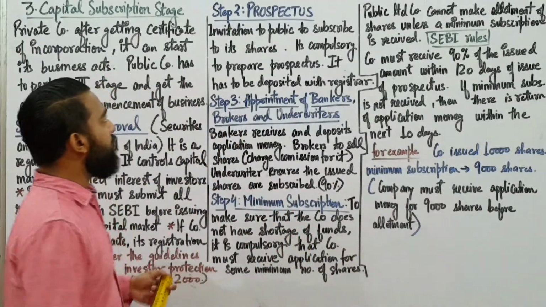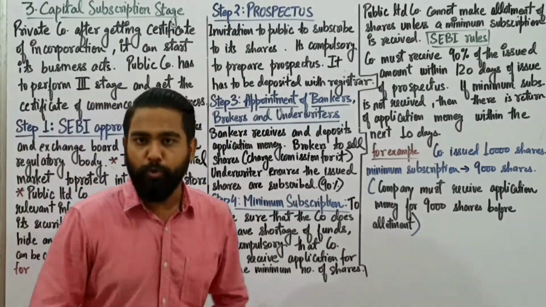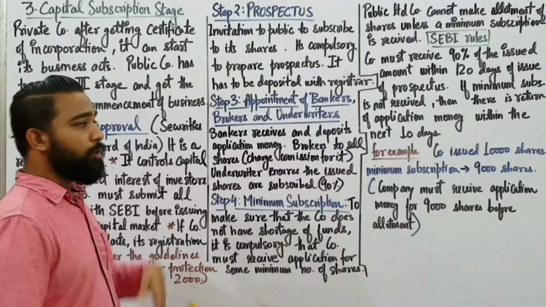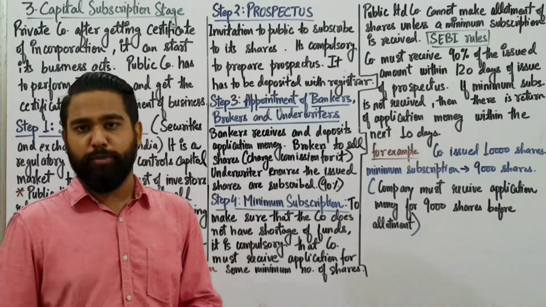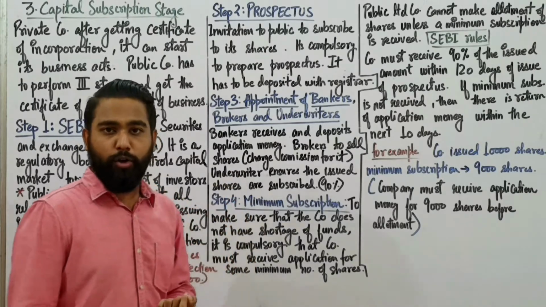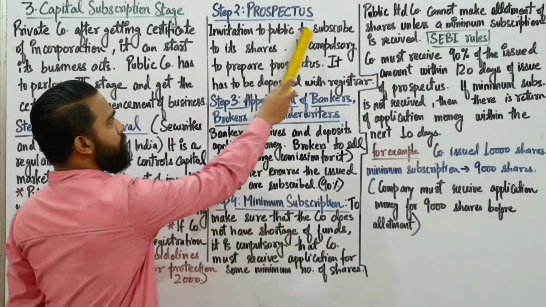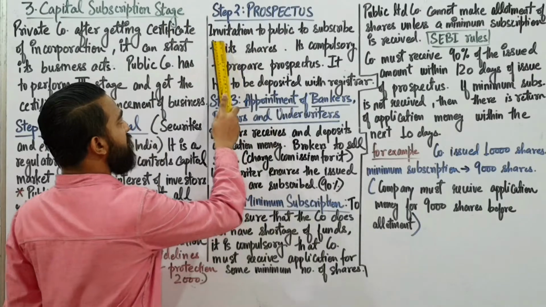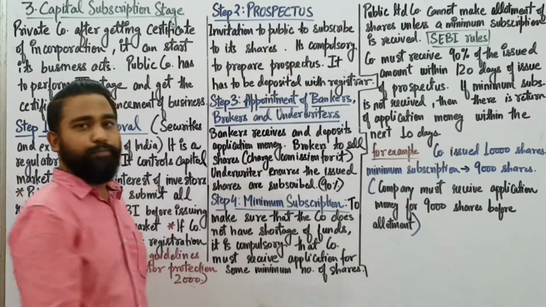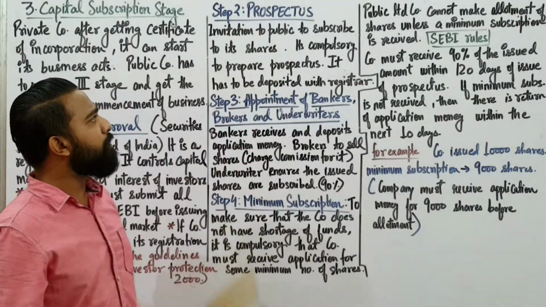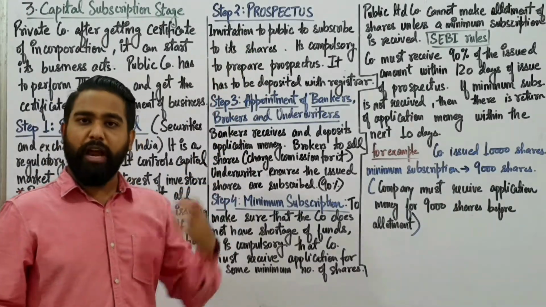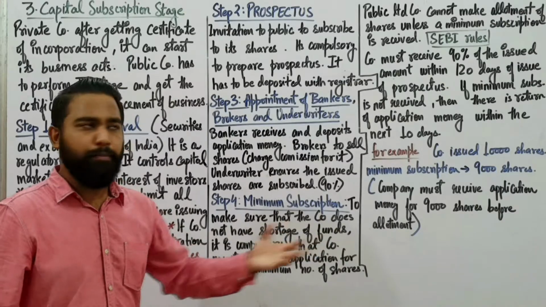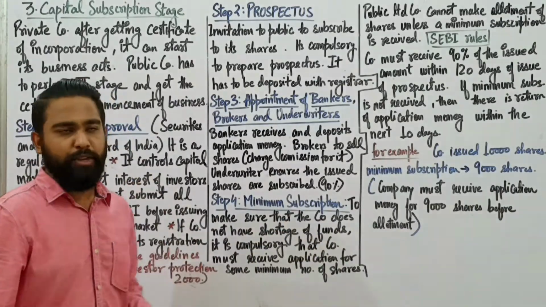Now, let's talk about step 2, which is the prospectus. You already know what a prospectus is. You have already covered it under the important documents. As you already know, it is the invitation to the public to subscribe to its shares. It's an invitation so that people can buy its shares.